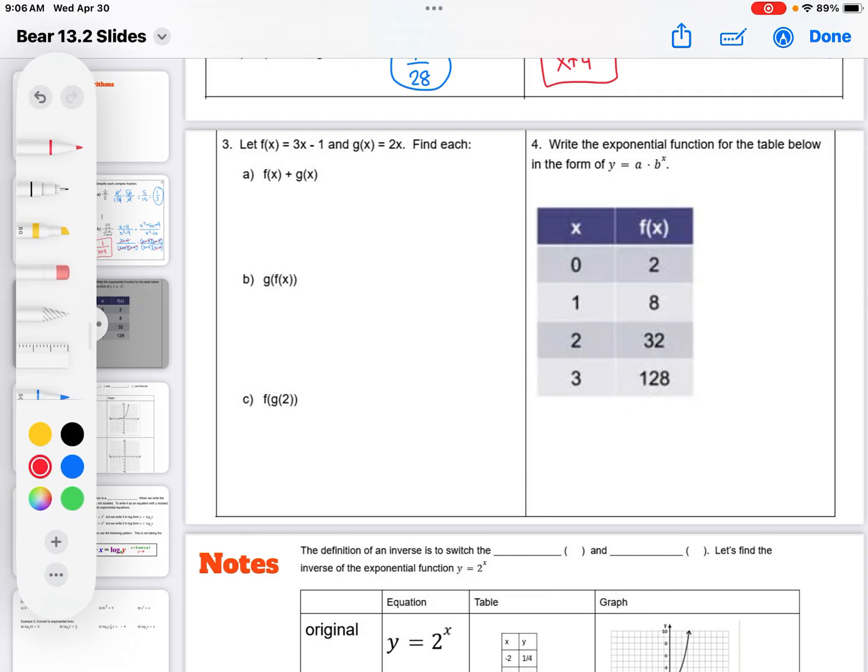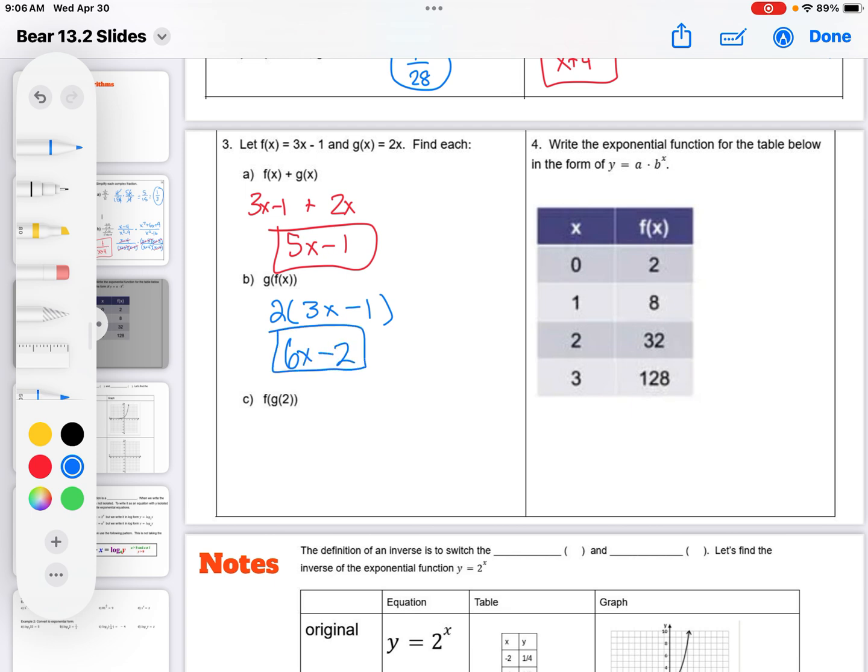F of x plus g of x. So f of x is 3x minus 1. G of x is 2x. Combine your like terms, you get 5x minus 1. G of f of x means we're going to take our g function, which is 2x, and replace the x in that function with the f of x function, which is 3x minus 1. Distribute that, and you get 6x minus 2.